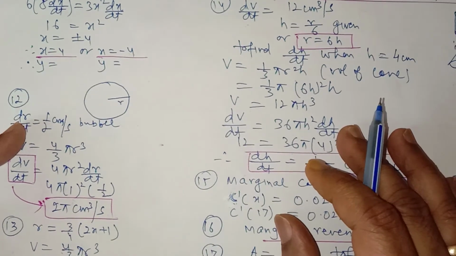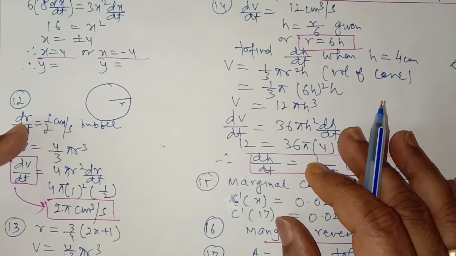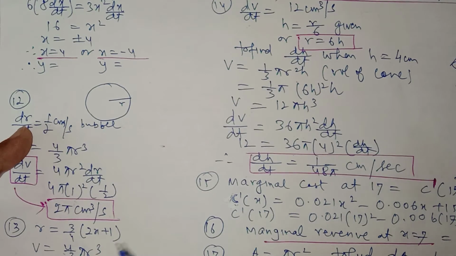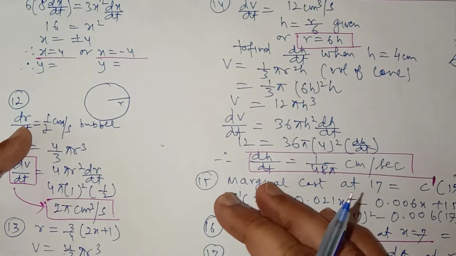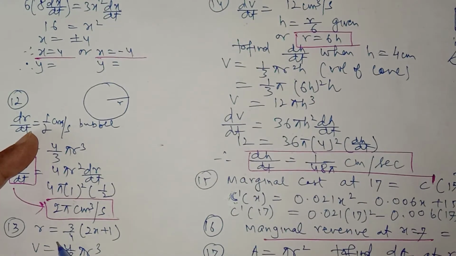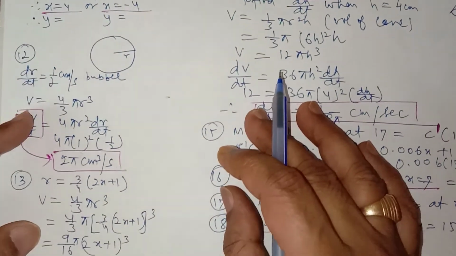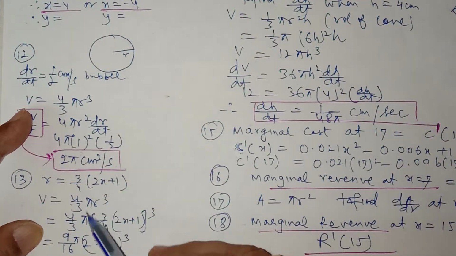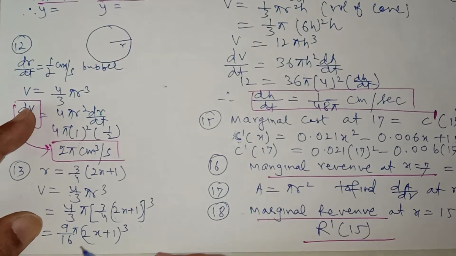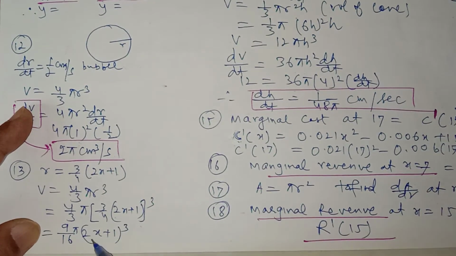Now in question number 13, again we have the sphere and there is a variable radius. Variable radius means a variable diameter. It means there is a change in the radius of the sphere. Now the radius is given as 3 upon 4 (2x plus 1). Then the volume of the sphere is 4 upon 3 pi r cube. Replace the value of r which is given in terms of x. Simplify it. It will become 9 upon 16 pi (2x plus 1) cube.